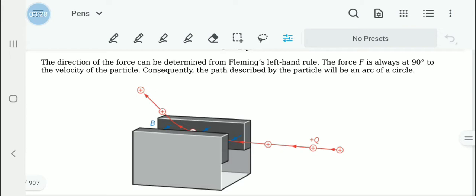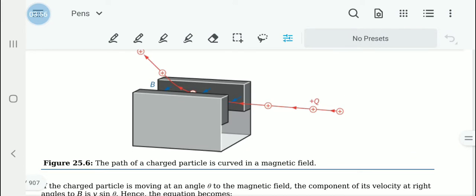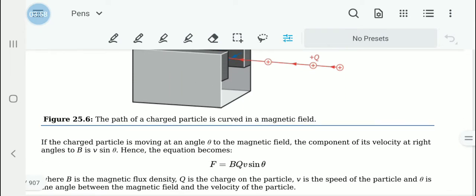Obviously we obtain the direction of the force by using Fleming's left hand rule. F would always be at an angle of 90 degrees to the velocity of the particle. Also the path taken by this particle will be an arc of a circle, because the magnetic field would produce a force. That force would change the path of the particle, because if there is a force generated, there would be a resultant effect. So therefore the path would change.